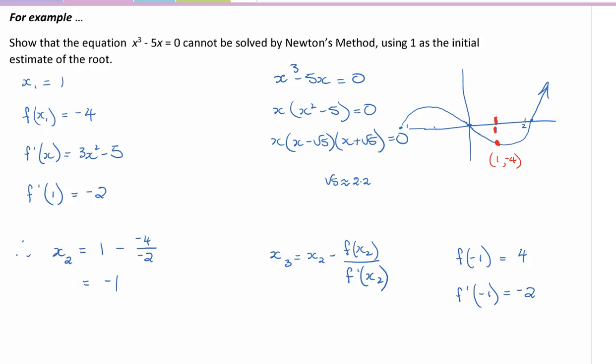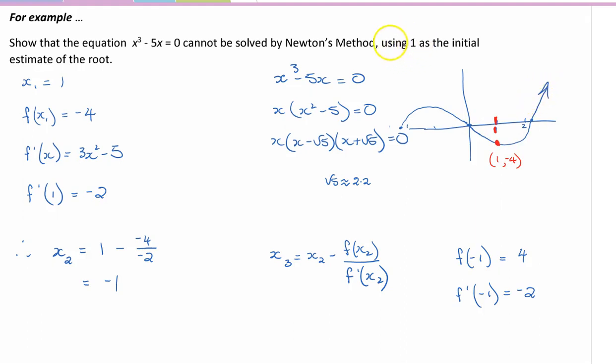In this video you're going to see an example where Newton's method doesn't work, and it's because our initial estimate of the root was not close enough to a real root. So you can see over here I've started with a little sketch of x cubed minus 5x is equal to 0. To get that sketch I just factorised this, and you can see that there'll be roots at 0, at plus root 5, and root 5 is approximately 2.2, and at minus root 5, which is minus 2.2. So the graph would look something like that.